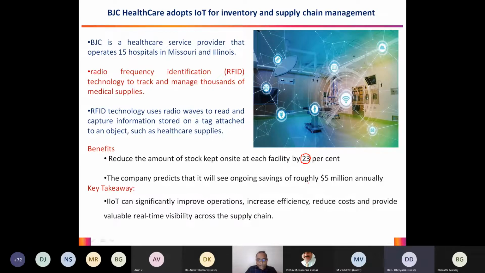And also, it's not only about keeping the stock to a limited inventory. They are able to save $5 million every single year, and they expect this number to go further as the technology refines, right? So in that case, what IoT does in the case of industry is it basically improves the operations, and it also increases efficiency, and of course the cost will be reduced by having these efficient technologies in place, right? So that is one use case of the industrial IoT when it comes to the healthcare sector. Okay. Right. So this is one technology related to Industry 4.0.